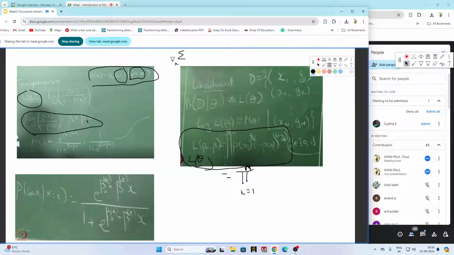Earlier we did the same thing from 1 to n. With sigma, we did 1 to n, and what did we write? We wrote y_i minus f(x_i), and we took the whole square. Okay, that is our RSS.